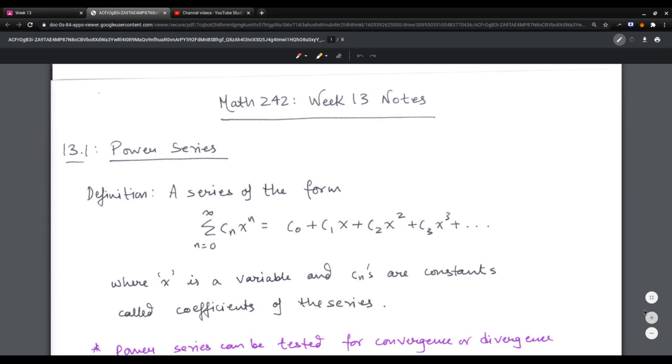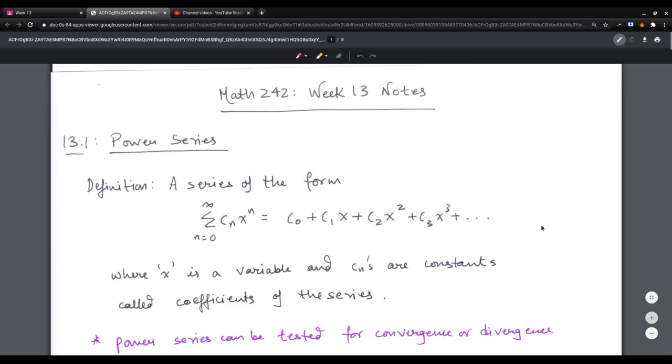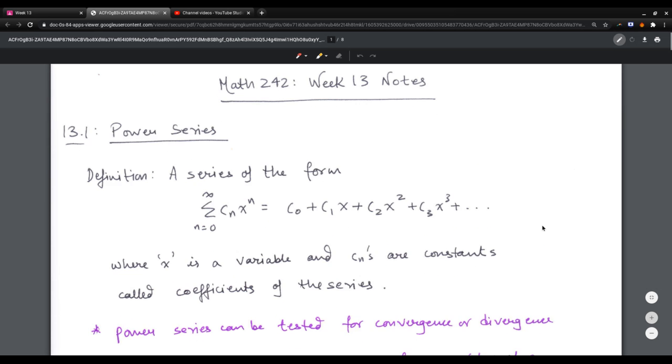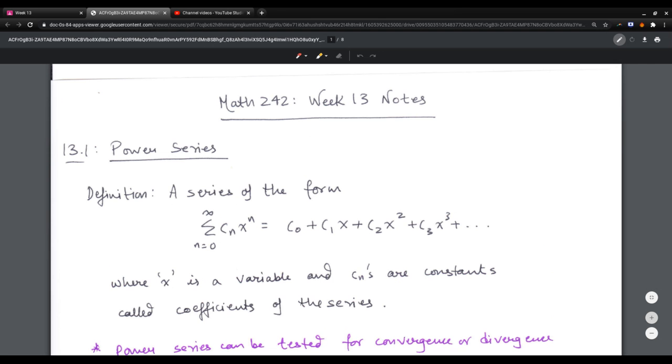Hi everyone, welcome to week 13. Last week we concluded our study of series and sequences. The last thing we did was a bunch of tests for checking whether things, when infinitely many things are added, converge or not.